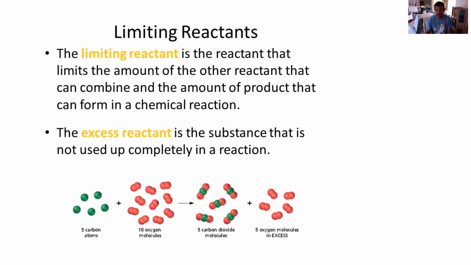So down here, we have a reaction of carbon and oxygen forming carbon dioxide. The green carbon we see getting used up. All of the carbons have formed carbon dioxides. Carbon is the limiting reactant. It was used up and it limits the amount of product. We have 5 carbons, we make 5 carbon dioxides. We had 10 oxygen molecules, and we have 5 oxygen molecules left over as excess.